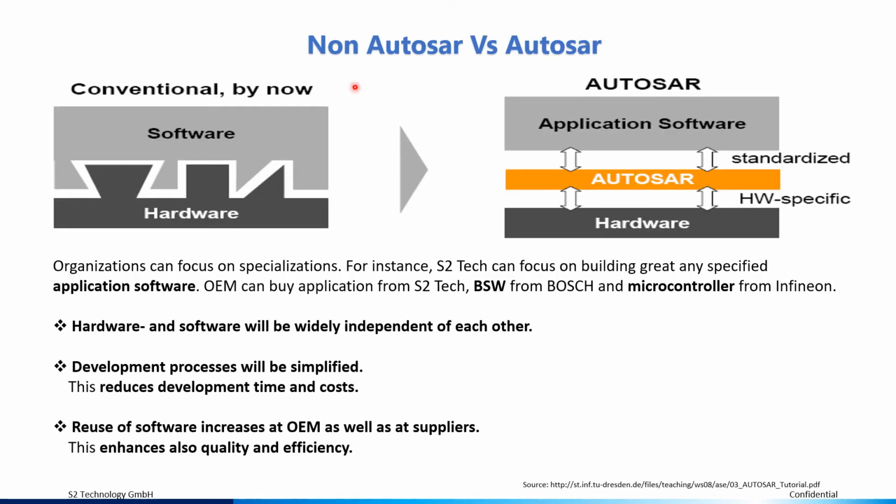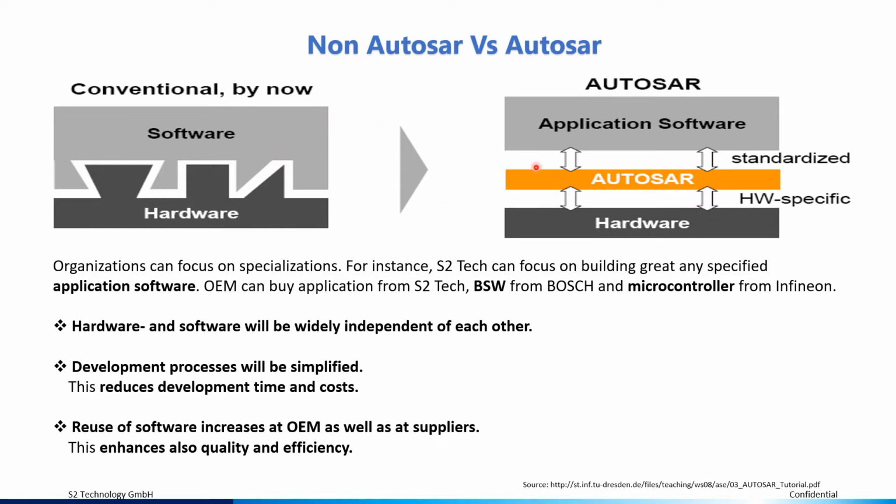Let us understand the difference between non-AUTOSAR versus AUTOSAR architecture. In the conventional architecture, software and hardware were tightly coupled to each other. So if there was any change in the hardware, the software also needed to be updated, which increased the development time and cost, and also degraded the efficiency and quality.